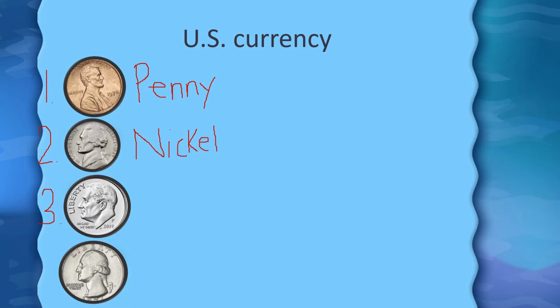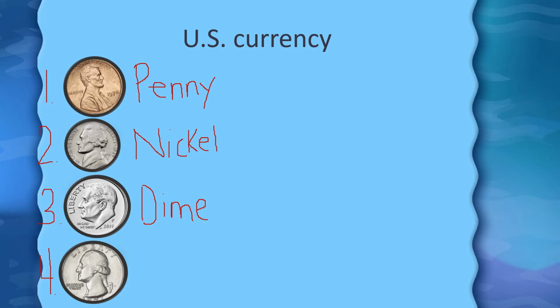Can you guess the name of this coin? It is a dime, so let's write dime. This coin is also the same color as the previous coin, so it has a silver color. Let's go to the last coin. Number 4. Can you guess the name of this coin?